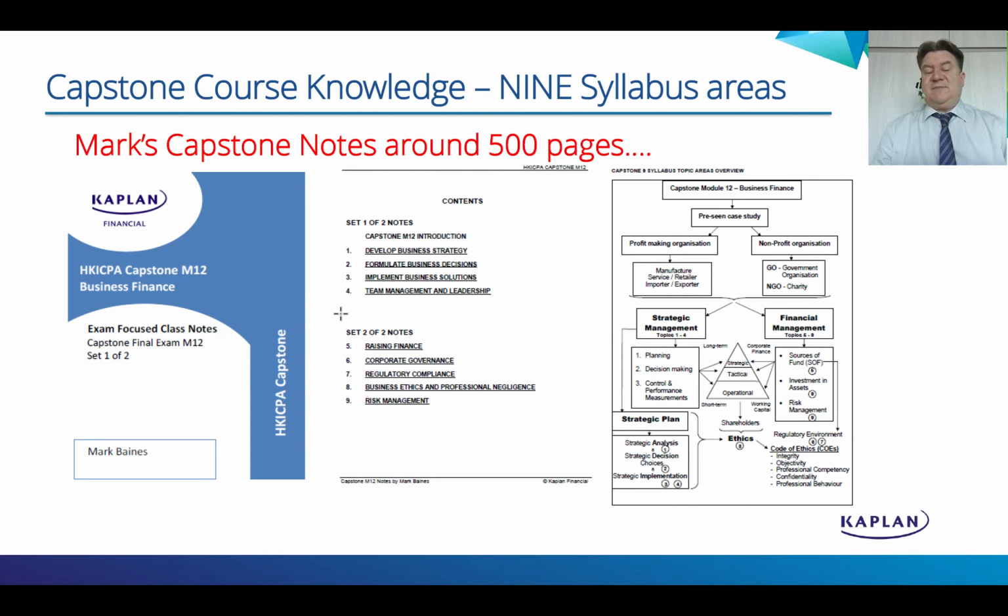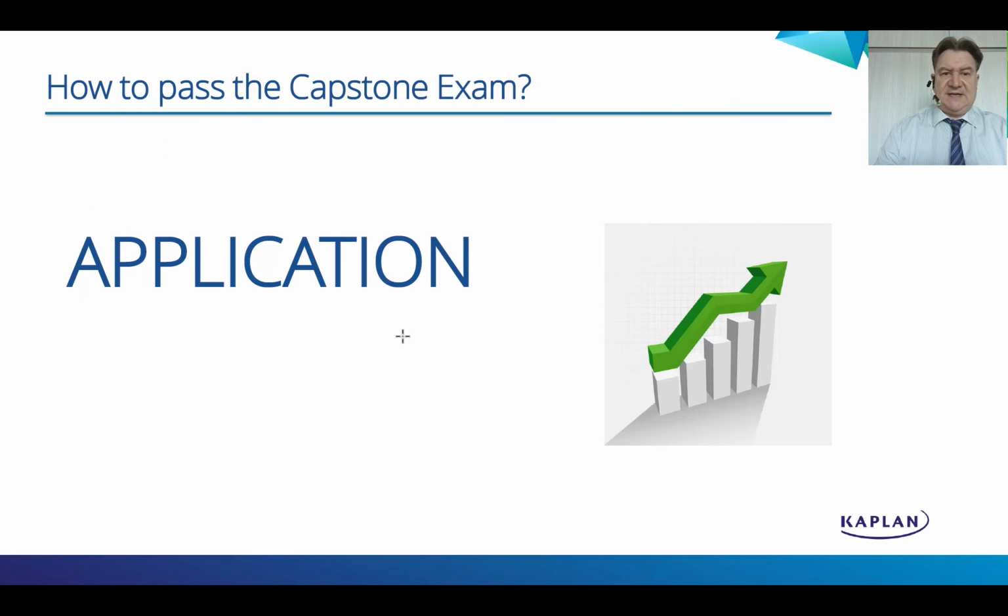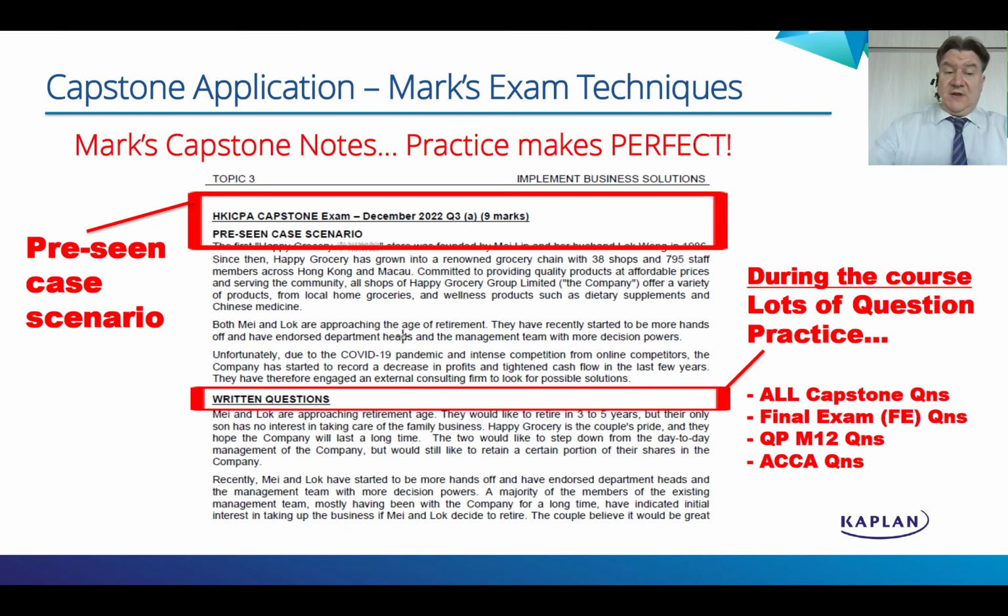You'll see in terms of my set of notes, they're around about 500 pages, and we go through topic by topic by topic, especially spending time on those popular areas that we've just been talking about, topic 2, topic 3, etc., etc., etc. And we practice lots. Application is the next importance. So once you've learnt the knowledge, we go through all of the Capstone exam questions here.